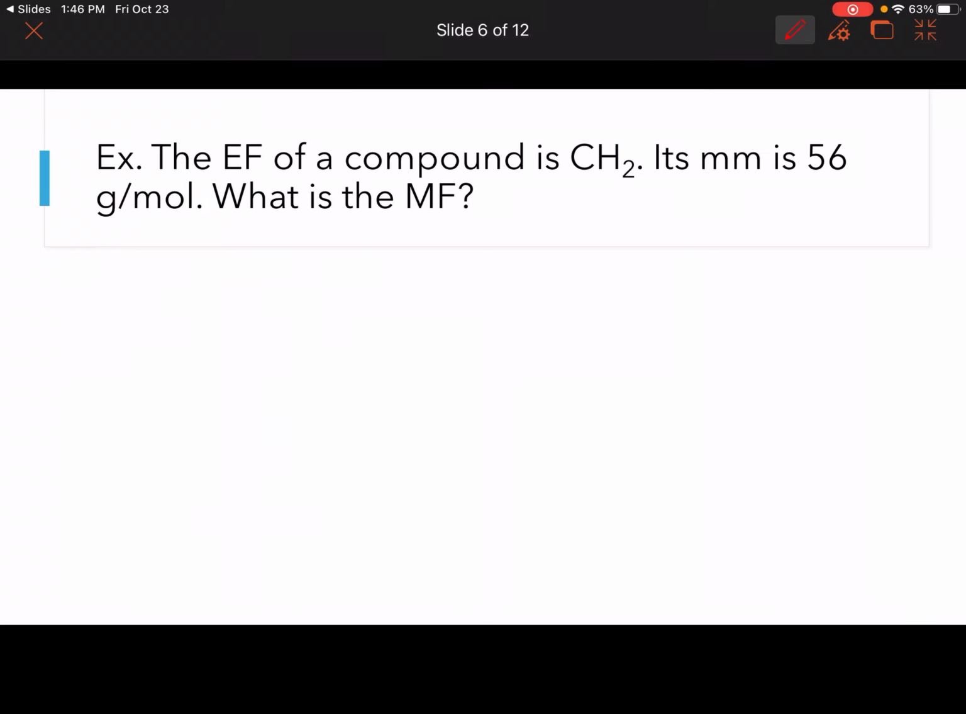So the empirical formula of a compound is CH2. So we've got a 1:2 ratio here. Its molar mass is 56 grams per mole. So molar mass, that is going to be from the molecular formula. The molar mass is 56 grams per mole. So what would be the molecular formula?